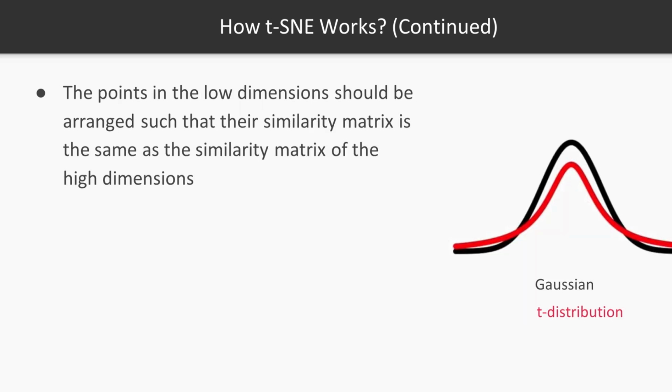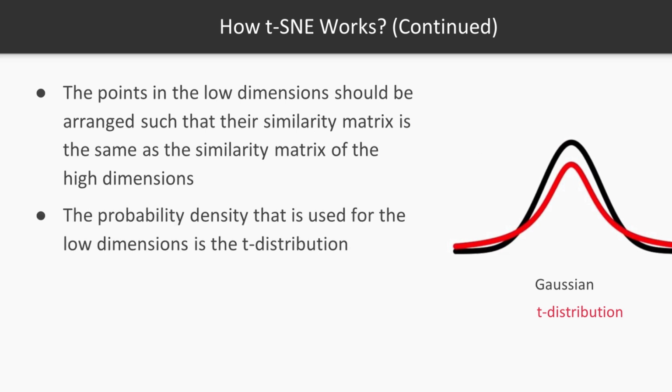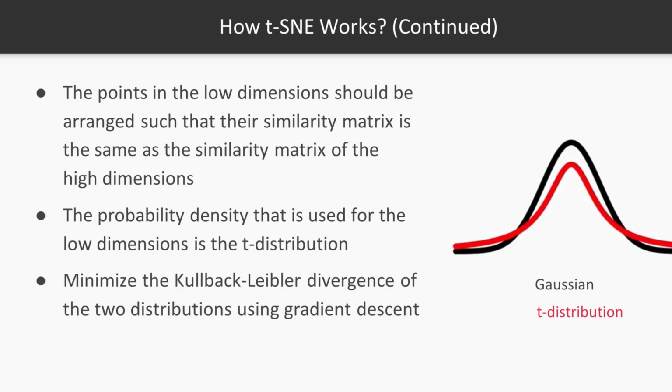The points in the low dimensions should be arranged such that their similarity matrix is the same as the similarity matrix of the high dimensions. The probability density that is used for the low dimensions is the t-distribution. In order to find a similarity matrix close to the previous one in high dimensions, we must minimize the Kullback-Leibler divergence of the two distributions using gradient descent. The figure shows the comparison between the Gaussian distribution and the t-distribution.